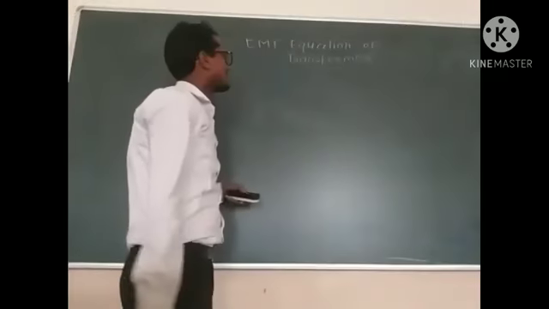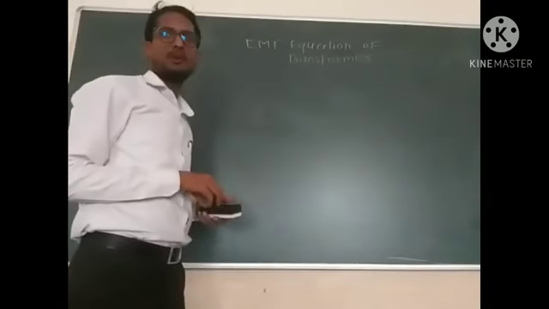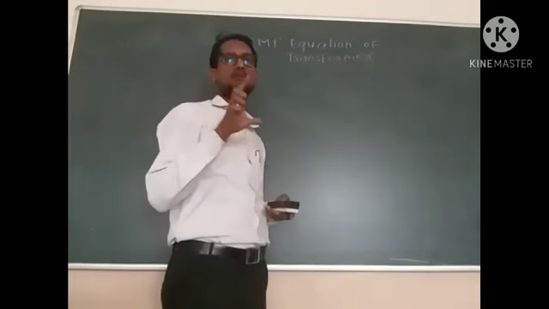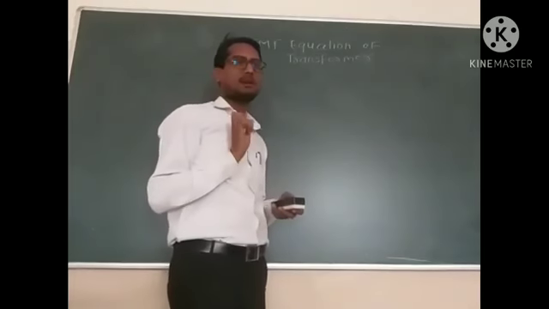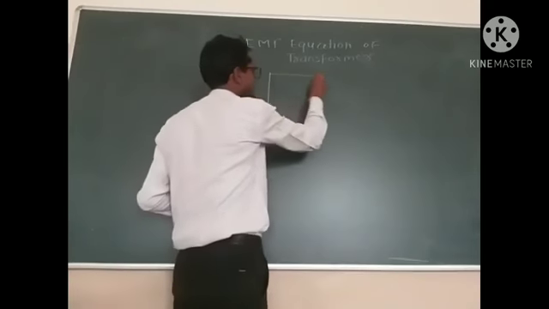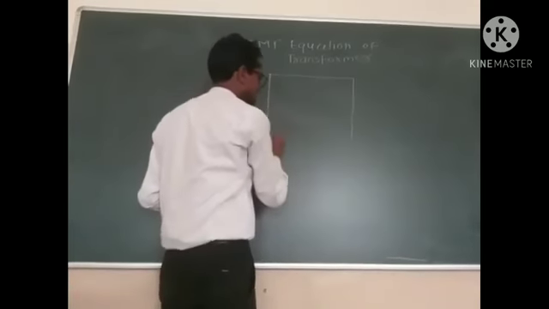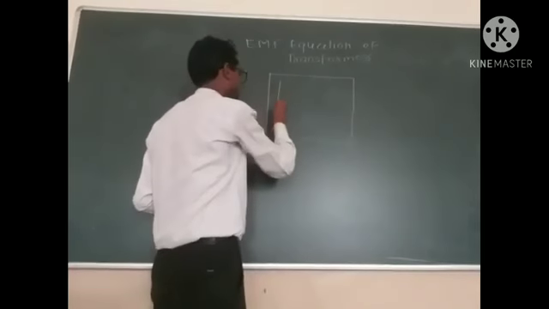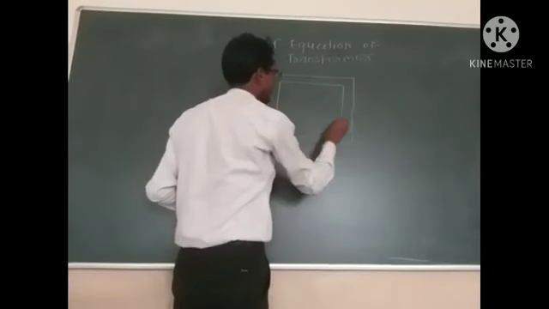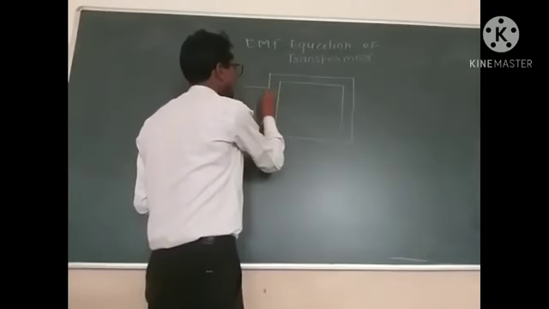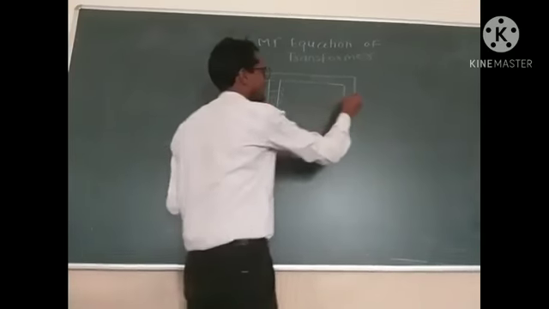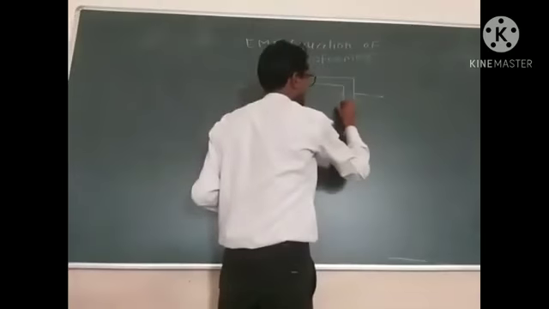To derive the EMF equation of transformer, first of all we have to draw a simple circuit diagram of transformer. This is the core of transformer. After that, we have to draw the primary winding of transformer. In the last lecture we briefly explained what is meant by primary winding and what is meant by secondary winding.